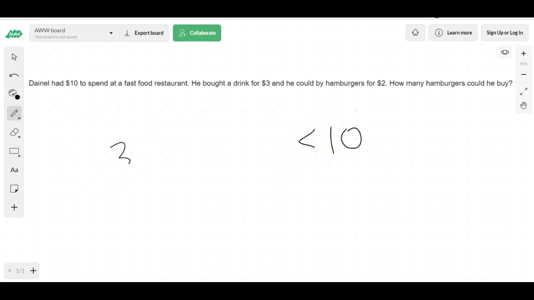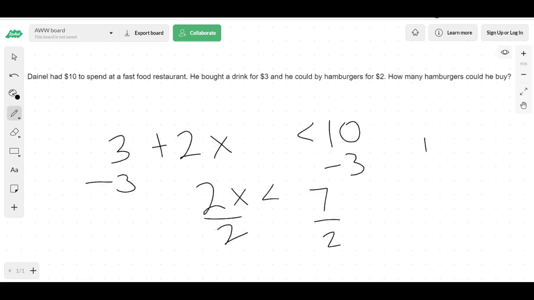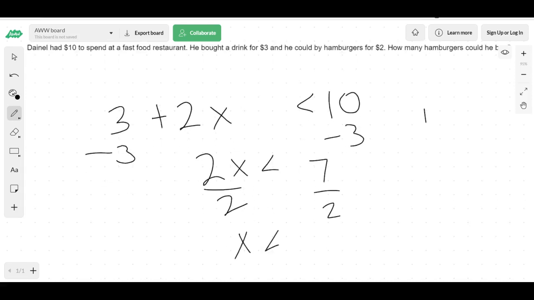And we know he already bought a drink. So that was 3. And he wants to buy hamburgers, and he wants to buy more than one. So how I show that he can buy more than one is we put an x by it. Now what we would do is we'd subtract 3 from both sides. We'd get 7. We'd then divide by 2, and we'd get x is less than or equal to 3.5, which really means he could buy 3 or less, because he doesn't have enough money to buy that 4th hamburger.